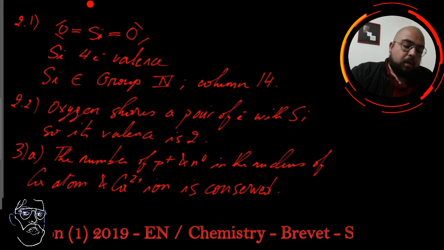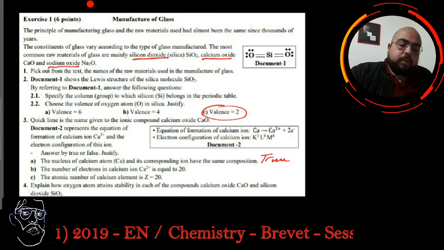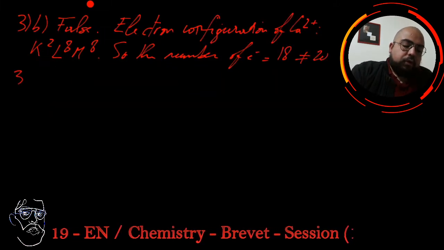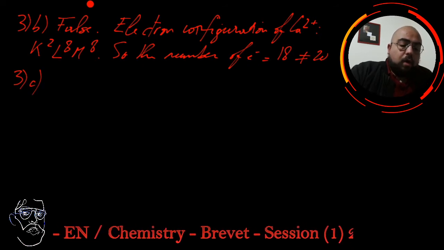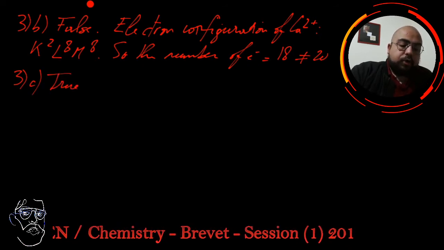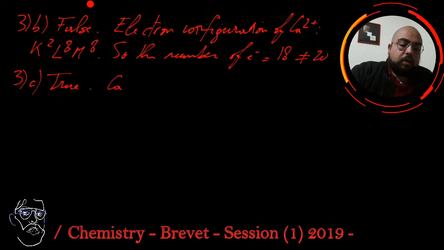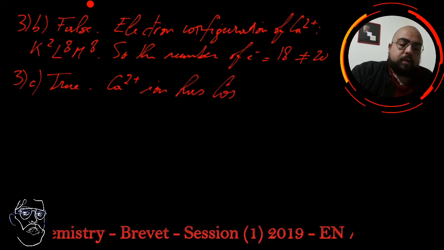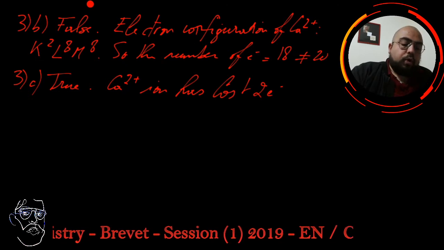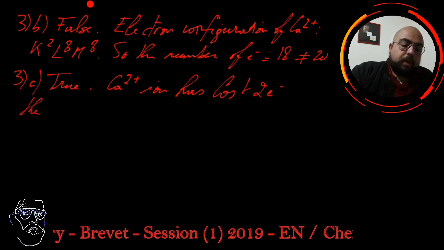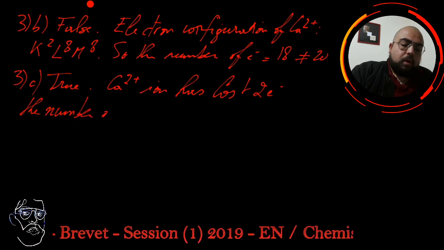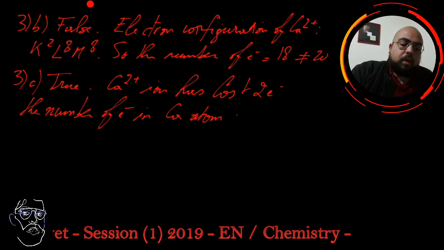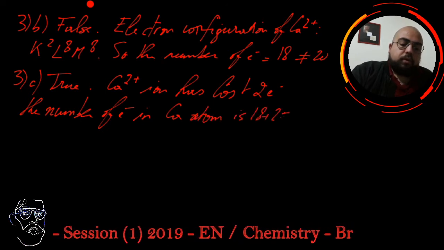All right. What about the atomic number of calcium element is Z is equal to 20? Yes, in this case it's 20. So this is 3C. It's true. Actually, you have Ca2+ ion has lost 2 electrons. So I can say that the number of electrons in Ca atom is 18 plus 2, which is equal to 20.